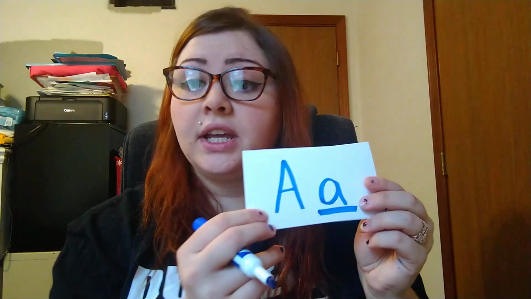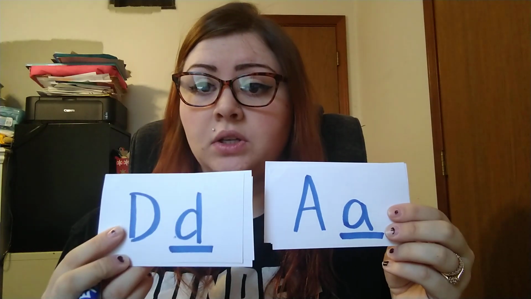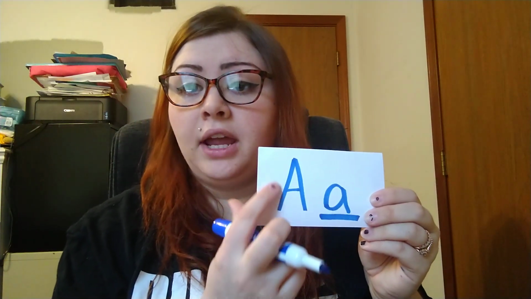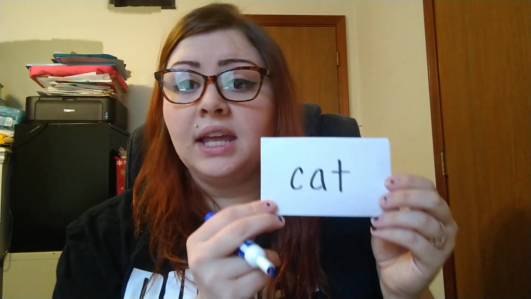Our actual letters of the week for this week are the lowercase letter a and the lowercase letter d. So let's look at some words that start with A and D or have A and D in them and see if we can find them. So remember, capital letter A is really pointy and lowercase a is round with a tail. Let's see if we can find round with a tail in this word. This is cat.